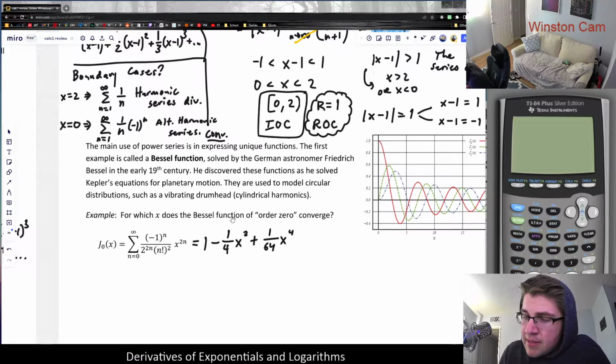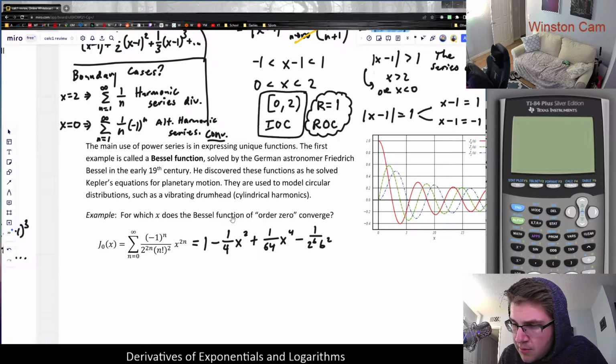And so anyways, the term for n equals 3 will go back to a -1 on top. And then it'll be 2 to the 6, and then it would be 3 factorial squared. So it'd be 2 to the 6 times 6 squared, and then x to the 6th power. But again, kind of elaborate as I'm going forward.